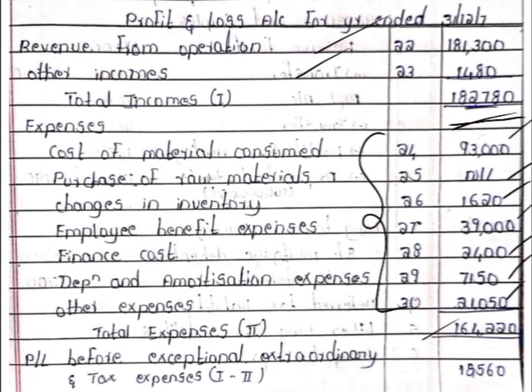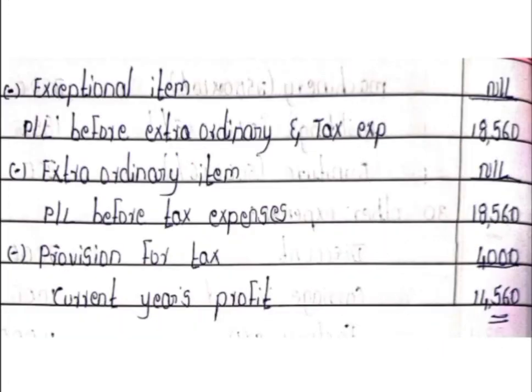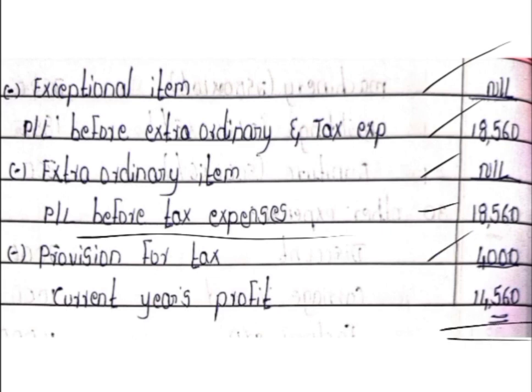Now we are going to have the difference between the total income and total expenses, that is profit before exceptional item, extraordinary item, and taxes. So the profit here would be 18,560. In the next line we have to show exceptional item nil, we are going to have the same balance. In the next line, less extraordinary item nil, we are going to have the same balance, which is called profit before taxation. In the next line we are going to deduct the provision for taxation amounting to 4,000. We will have balance of 14,560, which is considered as profit for the current year.